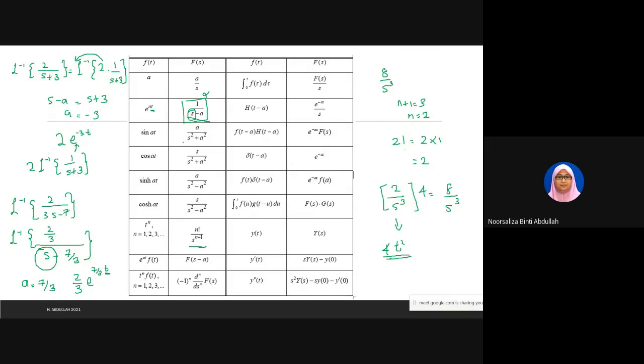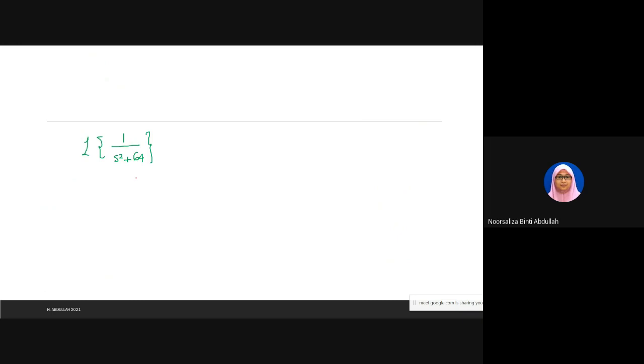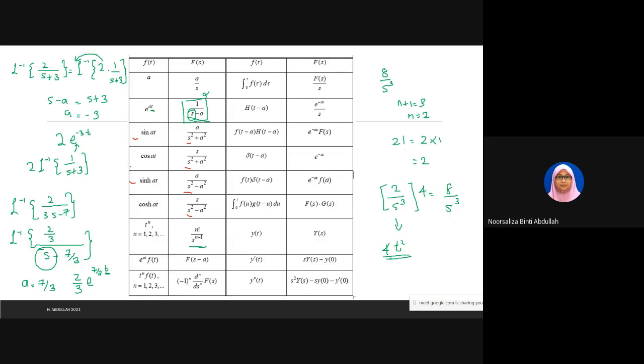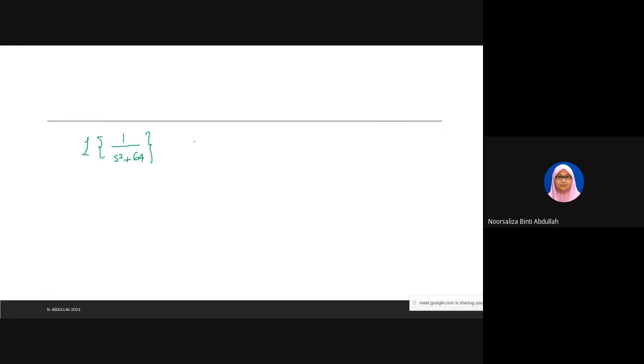So you look here is s square, s square, s square, s square. And then you look at bahagian atas ni, number saja. So it's either this one or this one. Next, you look at this one is a plus, not minus. So if plus, then your answer will be sine. So we have here 1 over s square plus 8 square. Betul?